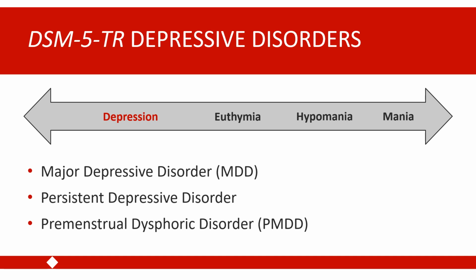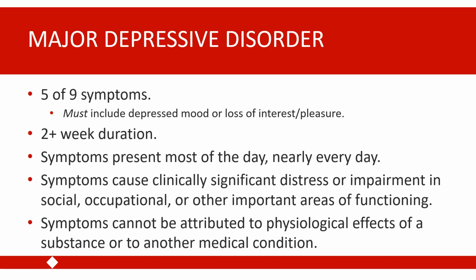We are going to focus on three primary disorders that are classified as depressive disorders in the DSM-5. These include major depressive disorder, persistent depressive disorder, and premenstrual dysphoric disorder. We'll begin with our prototypical depressive disorder, major depressive disorder.